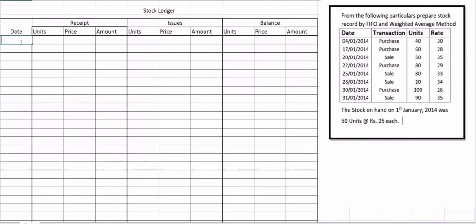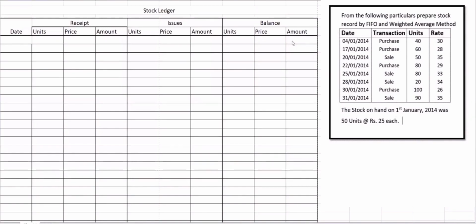From the following particulars, prepare stock records by FIFO and weighted average method. So here we are going to prepare stock ledger by FIFO and weighted average method. They have given dates, transactions on the same, units and rate. And the last line we are going to see directly.